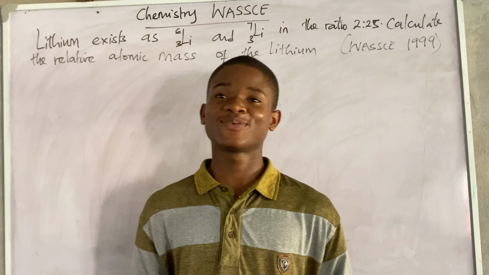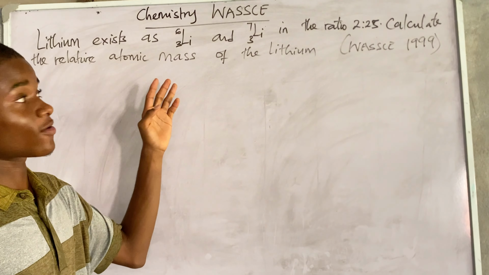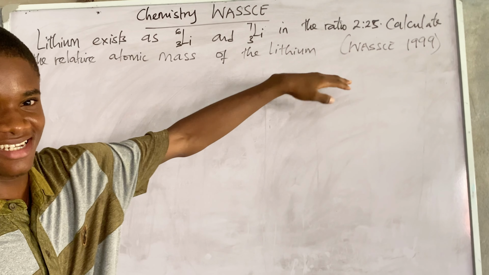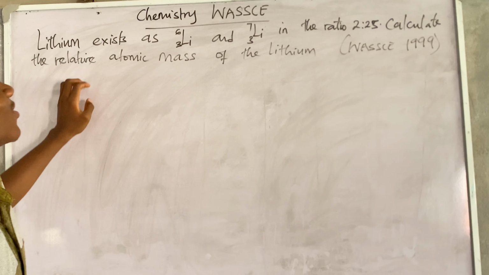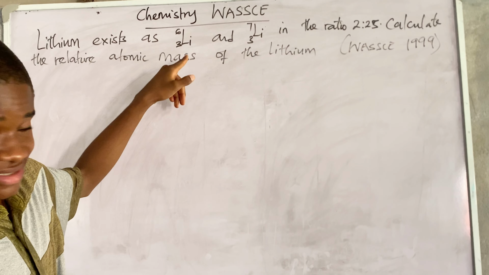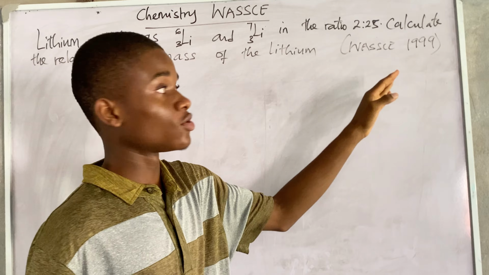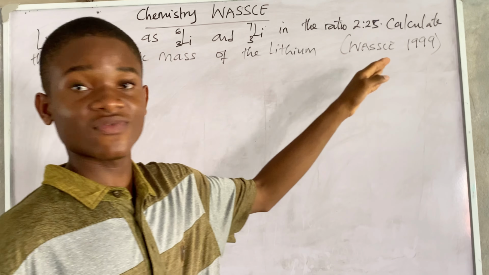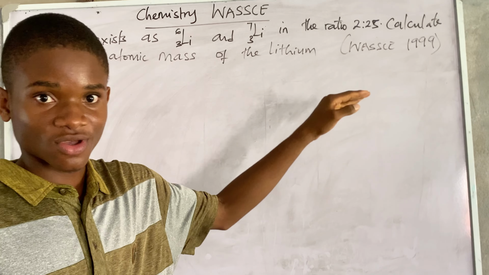All right, my people, you're going to solve this simple WAEC question. This is 1999. I'm sure most of you have not been born by then. So lithium exists as Li-6 plus Li-7. These are the two isotopes, okay? In the ratio 2:25. Now calculate the relative atomic mass of the lithium, okay?